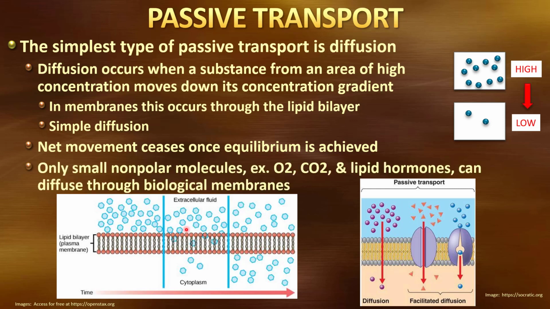The only types of molecules that can really move this way are typically small nonpolar molecules. Oxygen, carbon dioxide can move that way. And then some of the lipid hormones, because they can actually dissolve into this lipid bilayer, can move this way. Most other molecules can't. So over here we see this passive transport, these molecules like oxygen and CO2 going through that bilayer from an area of high to an area of low concentration. So this is our simple diffusion.